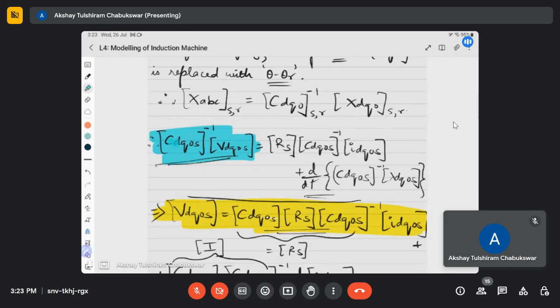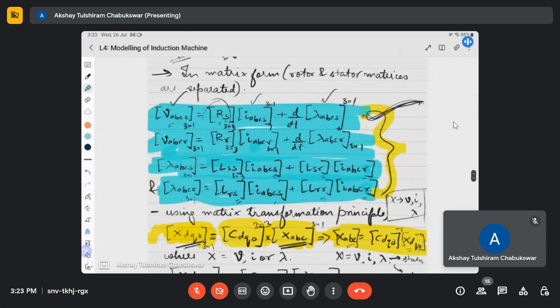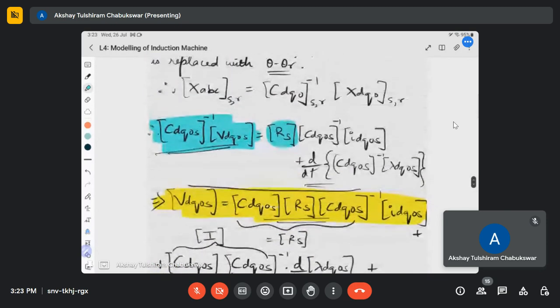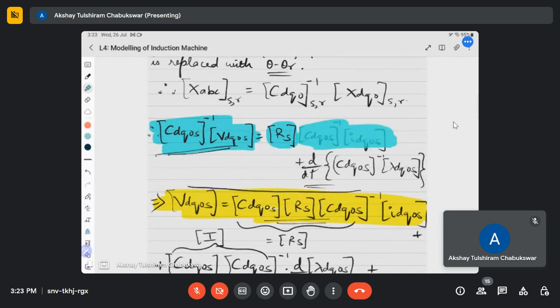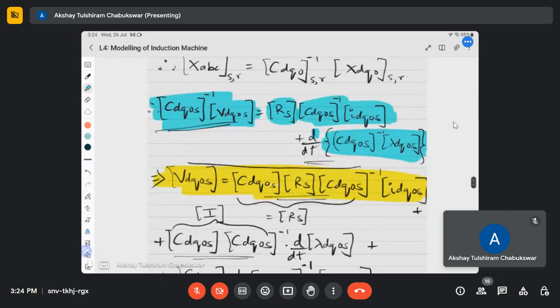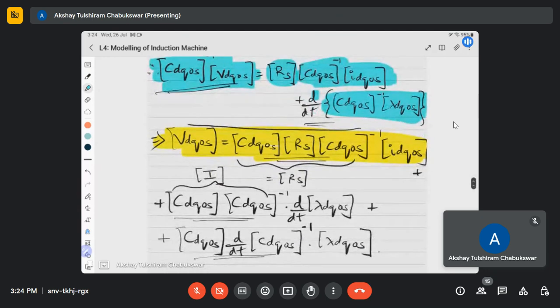If we substitute this, what will happen is: C dq0s inverse of v dq0s is Rs into I ABCs, which was already there in the first equation, plus d/dt of lambda ABCs. What is I ABCs? C dq0s inverse of I dq0s. And lambda ABCs, by using the above equation, is C dq0s inverse of lambda dq0s. Now if you multiply this equation on both LHS and RHS by C dq0s, then C dq0s inverse multiplied by C dq0s will be the identity matrix, so that will be 1. Then you will get this equation, highlighted in yellow.